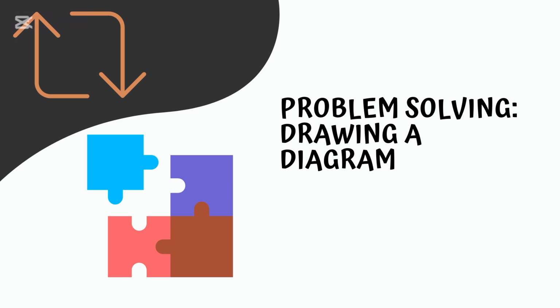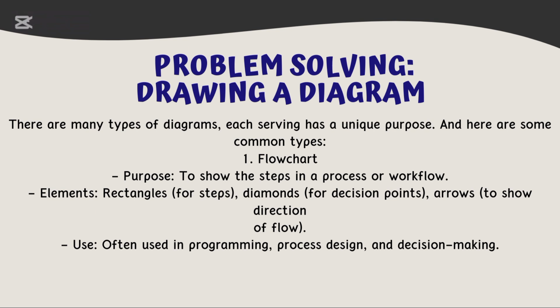The first one is the flowchart. Its purpose is to show the steps in a process or workflow. It has rectangular shapes for steps, diamonds for decision points, and arrows to show the direction of flow. It is often used in programming, process design, and decision making.